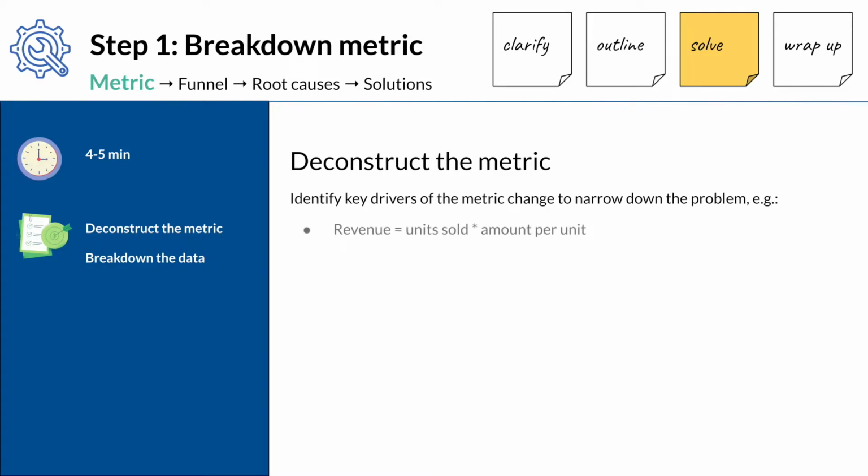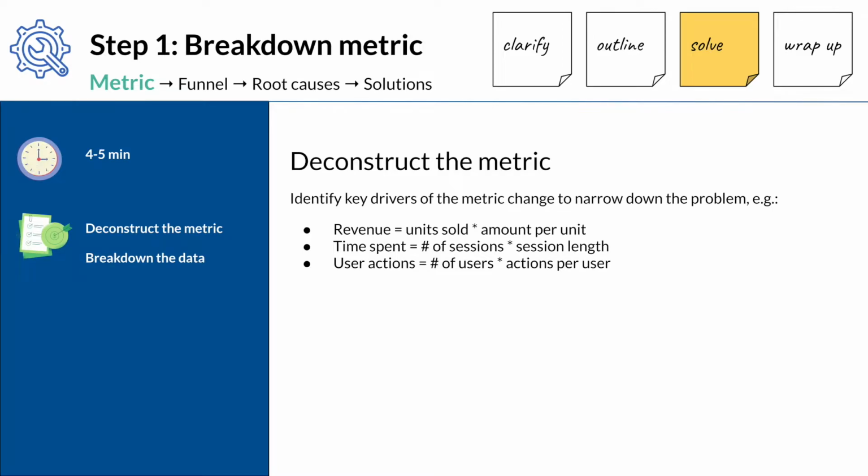So, for example, revenue is driven by number of units sold or number of transactions multiplied by amount per unit. So, for revenue to be down, you must be selling fewer units or you are selling them for less. Time spent equals number of user sessions multiplied by duration or session length. Number of user actions depends on number of users and average number of actions per user. So if your product engagement is down, it could be because there are fewer users or your users are less engaged.